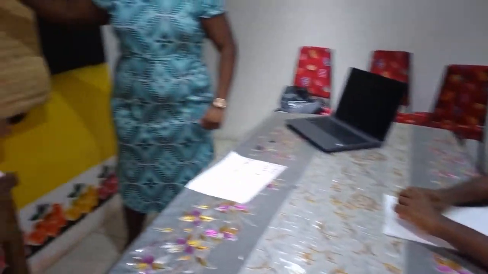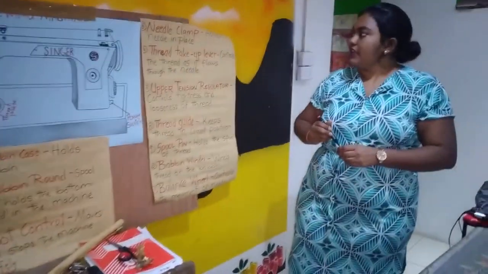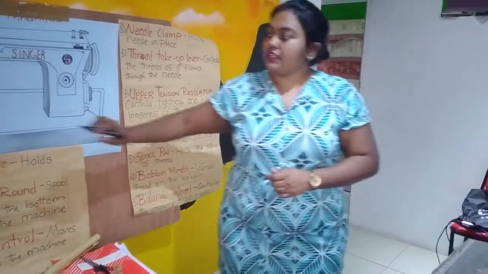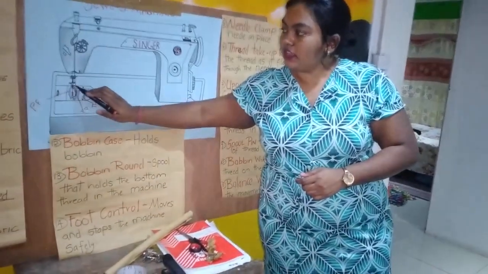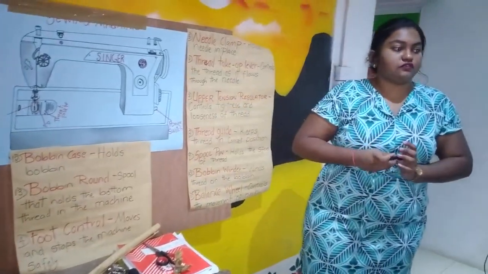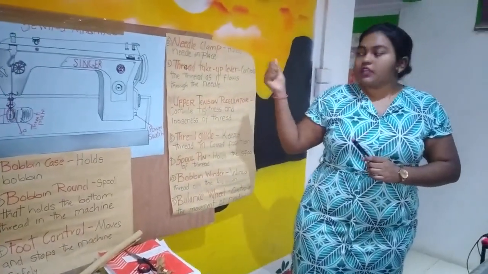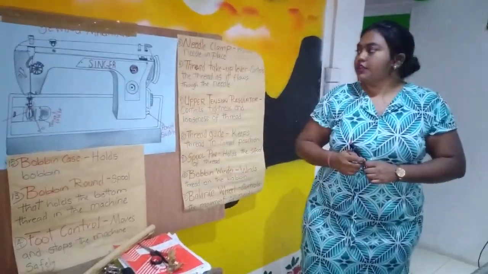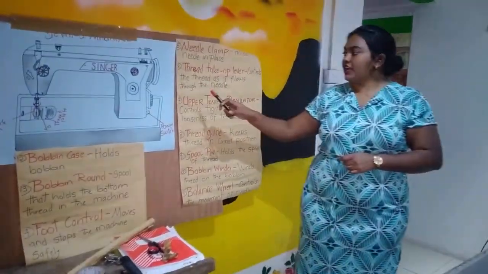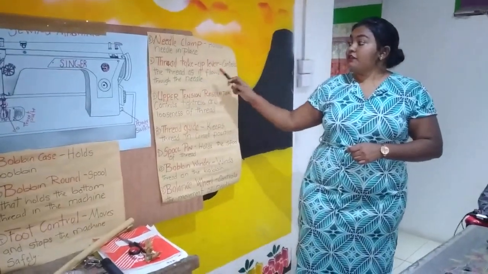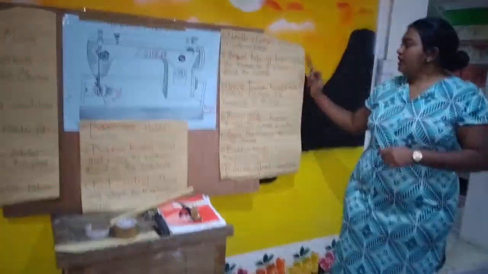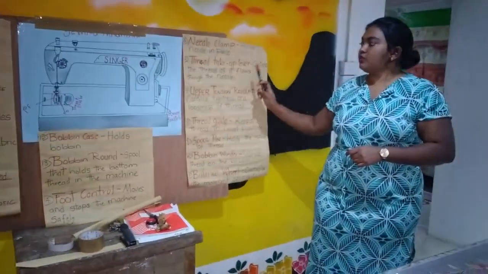Number five part is needle clamp. Needle clamp, it holds the needle in place. The needle that is being used, this is a needle. The clamp here, this is a needle clamp which holds the needle, which fixes the needle in the machine in order to sew the cloth. Then thread take up lever. It controls the thread as it flows through the needle.